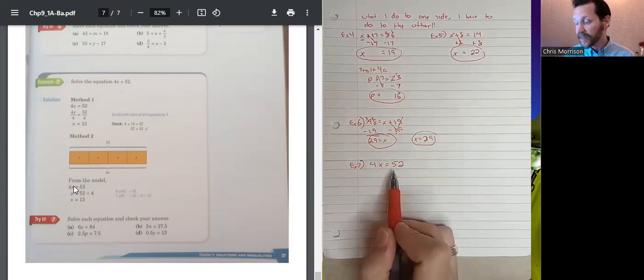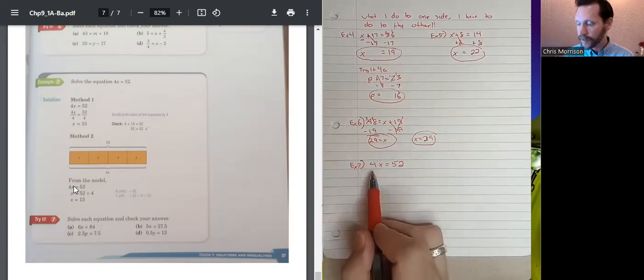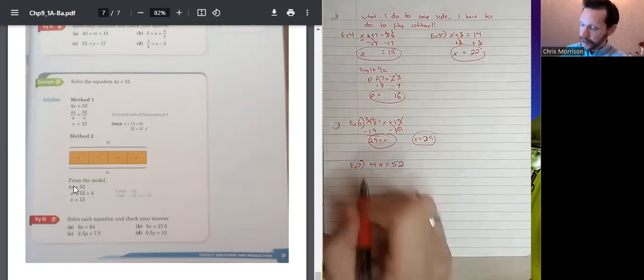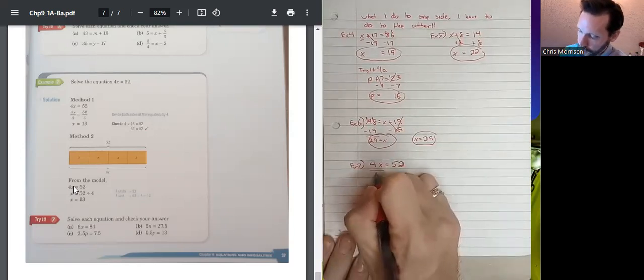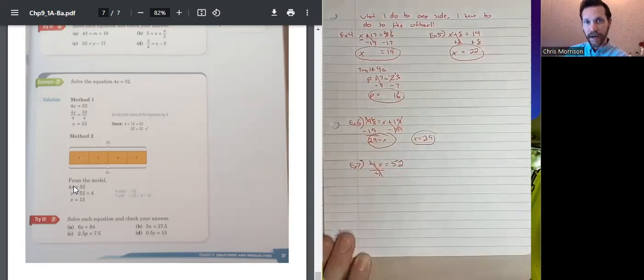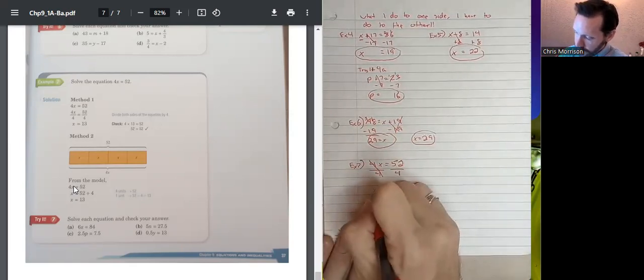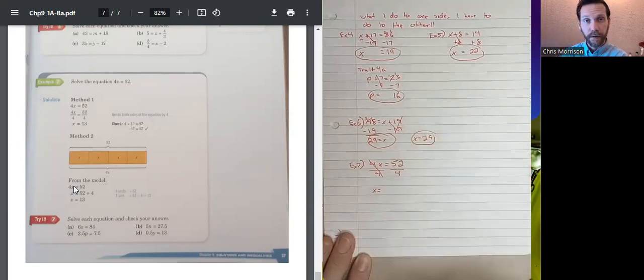So we're going to solve this the same way. We want the x by itself. So if this is 4 times x, what is the opposite of multiplication? Division. So what is the opposite of multiplying by 4? Dividing by 4, right? So I'm going to divide the whole thing by 4. And when I do, that's going to cancel out. And now what I do to one side, I have to do to the other, right? 4. So x equals, well, what is 4 into 52?